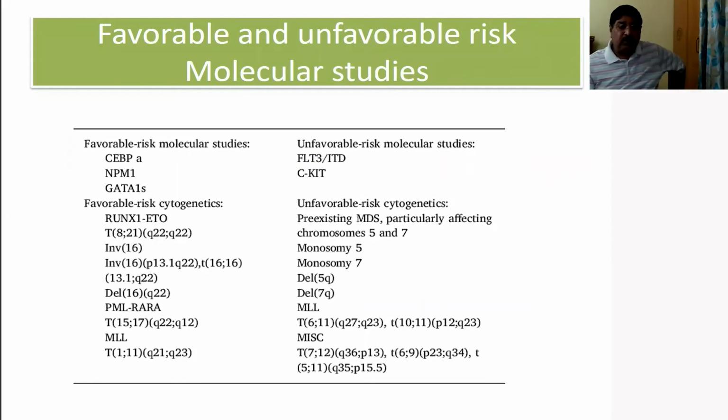So here you have two tables. This table shows you two columns. You can find that one is the favorable risk molecular studies and another one is the unfavorable risk molecular studies. As I mentioned, these are all good. CEBPA, NPM1, GATA1 mutations are all favorable, whereas FLT3 ITD, TKD, and c-KIT mutations are poor. Similarly, you have favorable cytogenetics and unfavorable cytogenetics. I have already described that. Next.